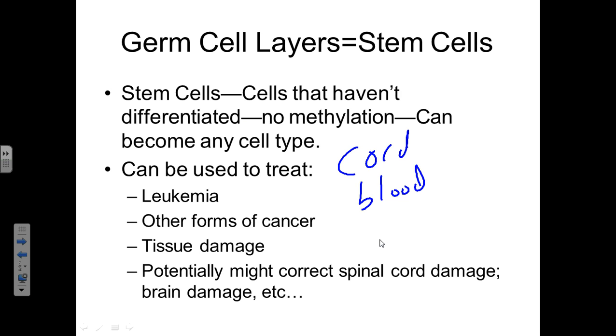There's also some hopes that they can fix things like Parkinson's disease, maybe even things like Alzheimer's disease using stem cells. Essentially, put these cells into places that have been damaged or have issues, and then the hope is that these cells will grow back to be normal cells, and they'll differentiate into the cells that ought to be there. So that's what stem cells are, and they come from your germ cell layers.